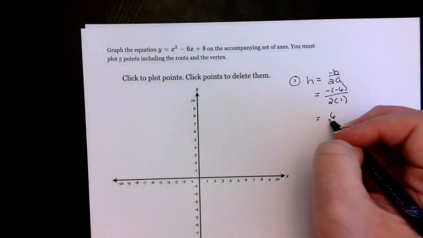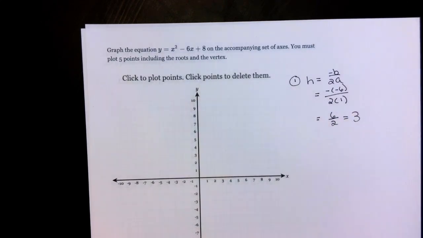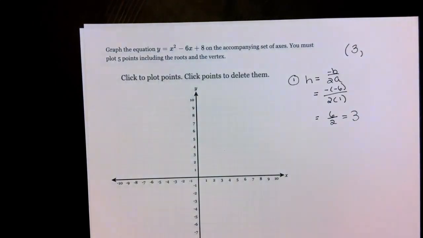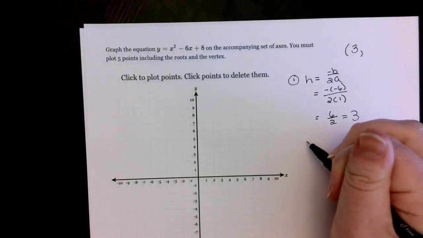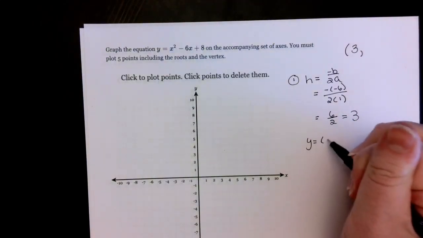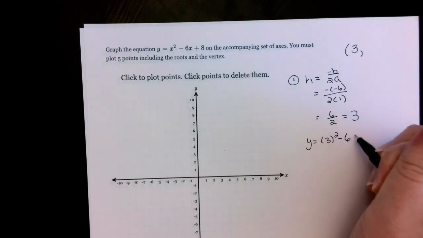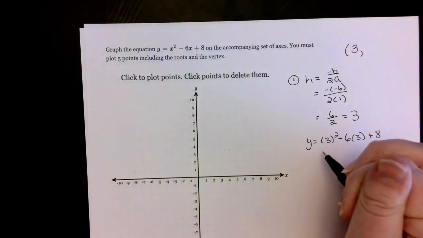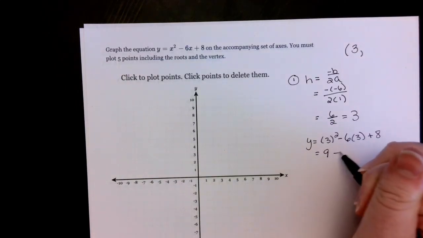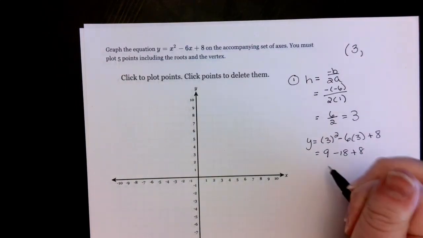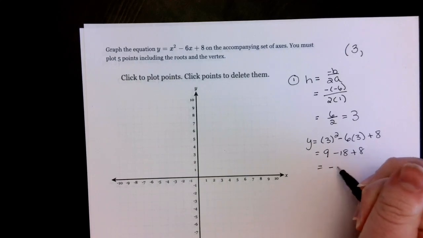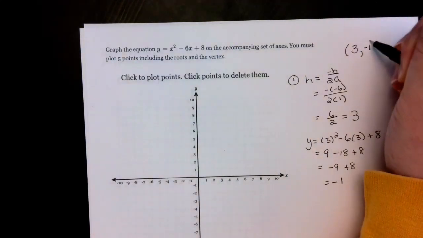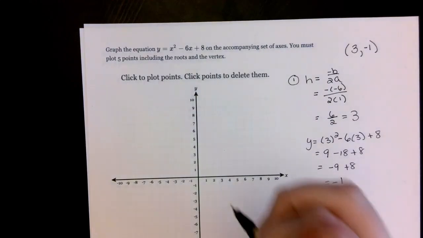Negative 6 is a positive 6 divided by 2, which is 3. So that's my h of my vertex. I am now going to use that and plug it back in to get my k. 9 minus 18 plus 8. 9 minus 18 is negative 9 plus 8, which is negative 1. So my vertex is 3, negative 1.